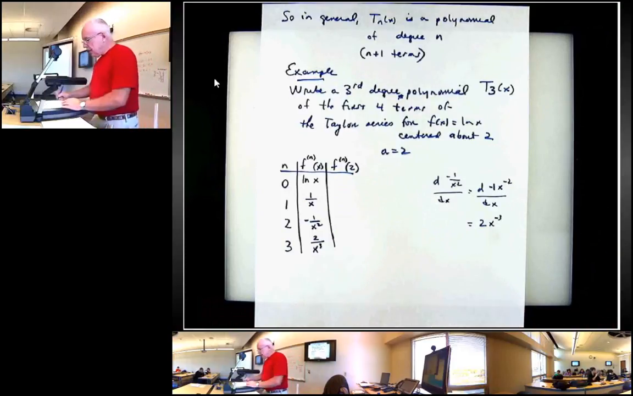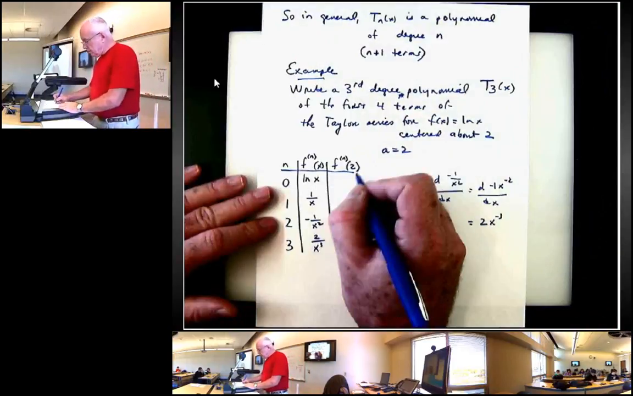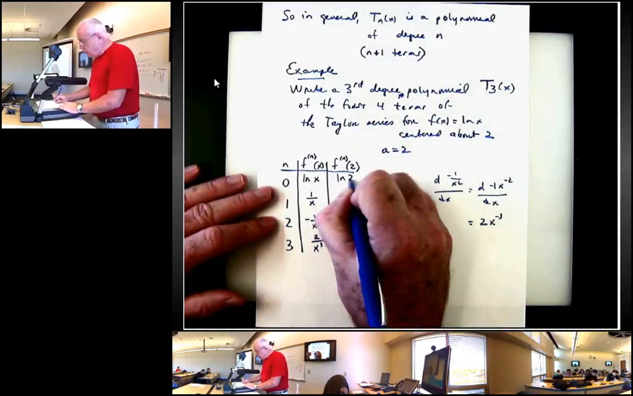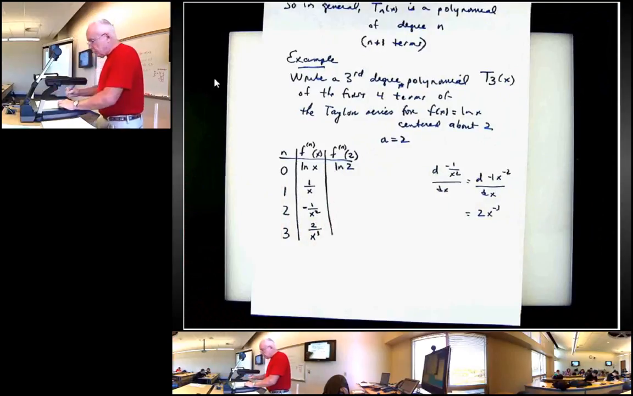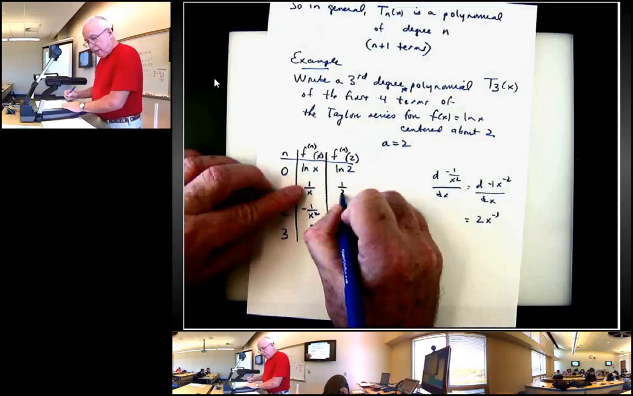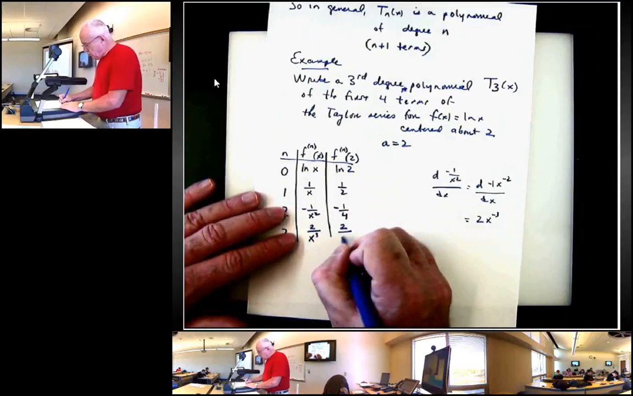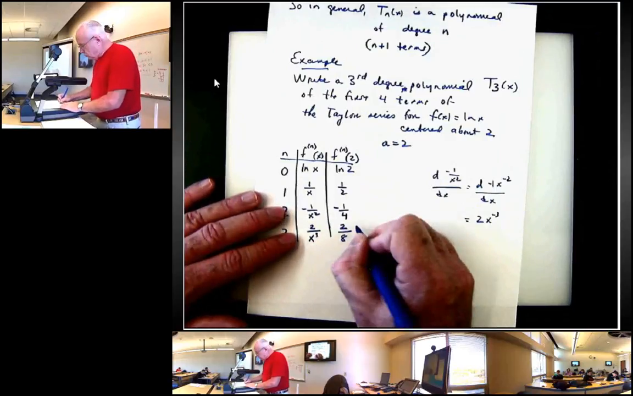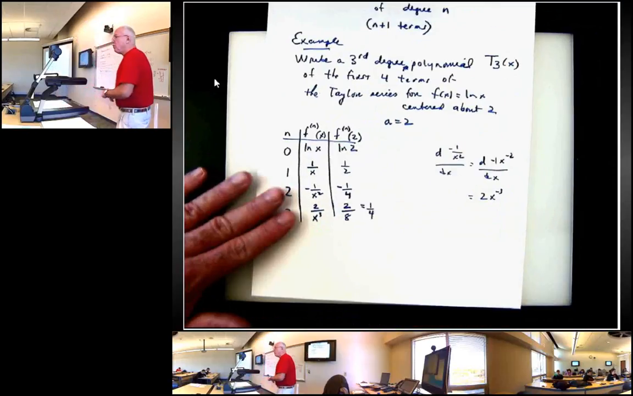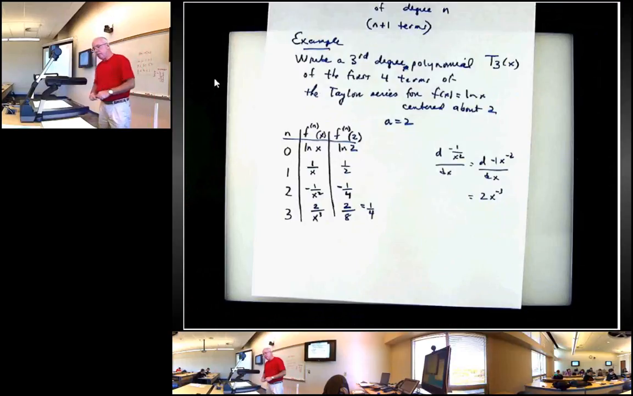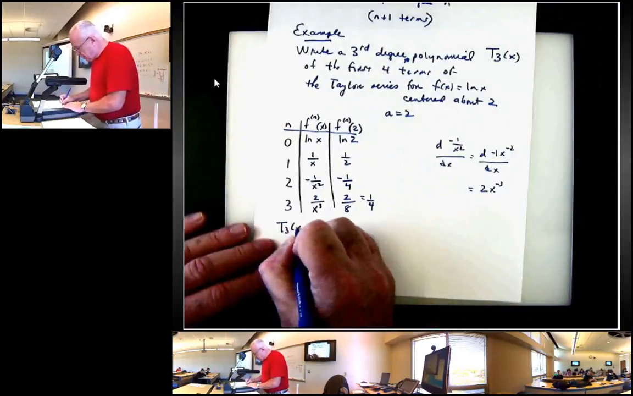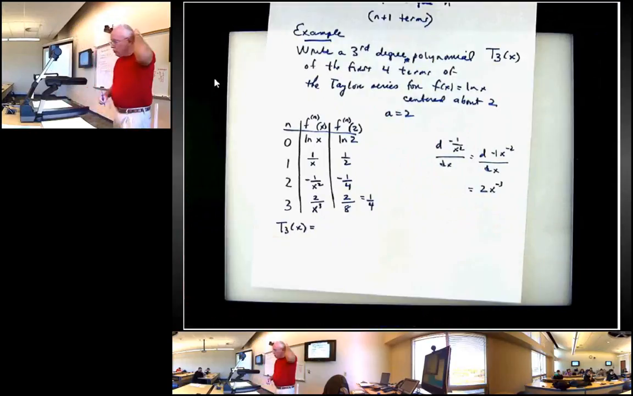Then in the last column, we just plug in our a number. So this is going to be ln of 2. This is going to be 1 over 2. This will be minus 1 over 4. And this will be 2 over 8, which I can reduce to 1 over 4. All right, and then basically we just plug in. We're going to want the first 4 terms.